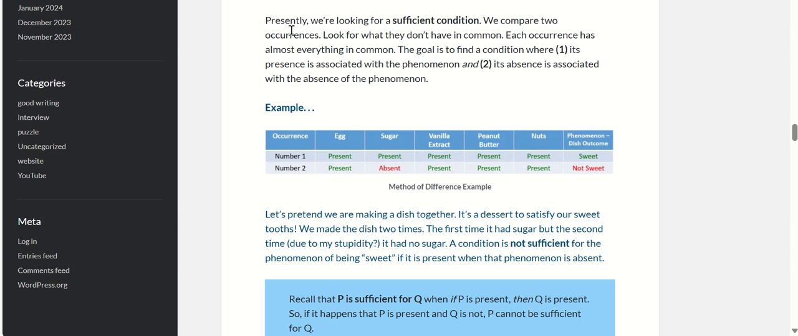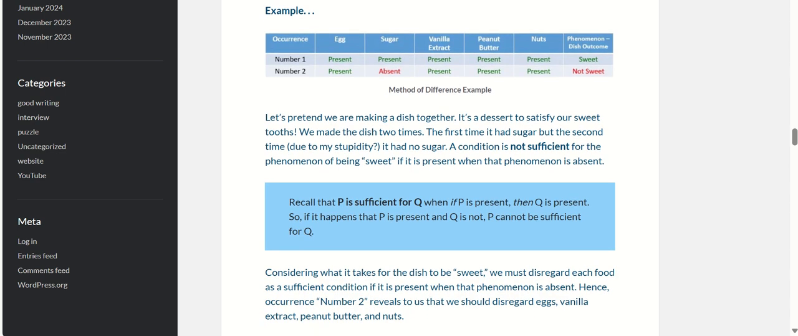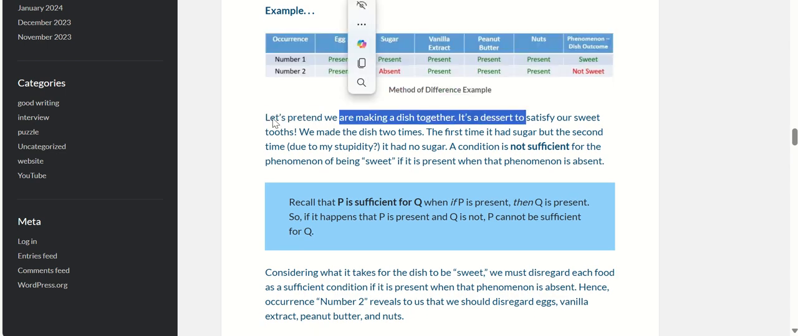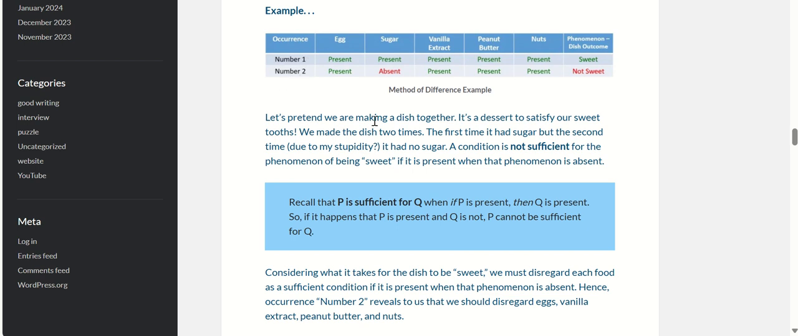We compare two occurrences and look for what they don't have in common. Each occurrence has almost everything in common. The goal is to find a connection where 1, its presence is associated with the phenomenon, and 2, its absence is associated with the absence of the phenomenon. So here's the example. We have occurrence 1, occurrence 2. Again, we have egg, sugar, this time vanilla extract, peanut butter, nuts, and the phenomenon.